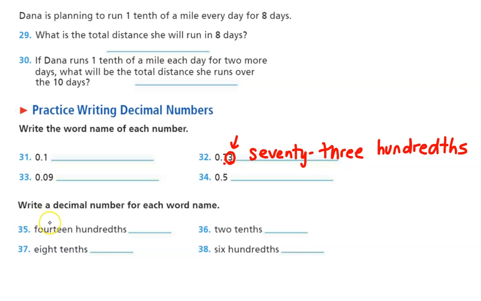And then the next one says, write a decimal number for each word name. So you're going to try to read these. And I'm going to do number 38 for you, because that's probably the hardest one. So this says 6 hundredths. So you do need to remember that means it needs to end in the hundredths place. That says to have a 6 in the hundredths place. And then we just need some zeros to represent that there's nothing there. So we'll call that 0.06.